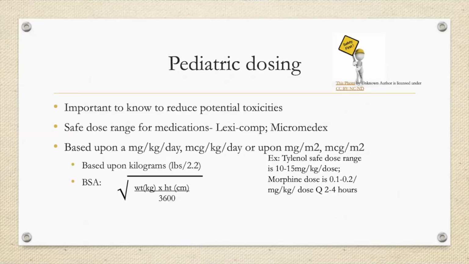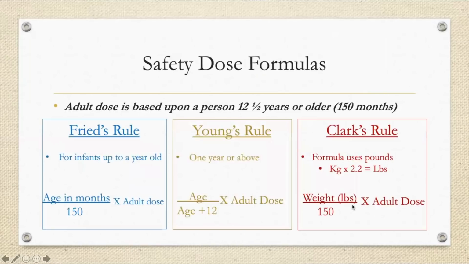Most are based upon the kilograms. So if you have a child's weight in pounds, it's just divided by 2.2 to become kilograms. And then the body surface area, this is the formula for this. You don't need to know this, but it's your weight in kilograms times your height in centimeters divided by 3,600, and it's the square root of all of that. This is used a lot of times for chemotherapies. An example of that we'll use later is Tylenol safe dose is 10 to 15 mg per kg per dose, and morphine safe dose is 0.1 to 0.2 mg per kg per dose every 2 to 4 hours.